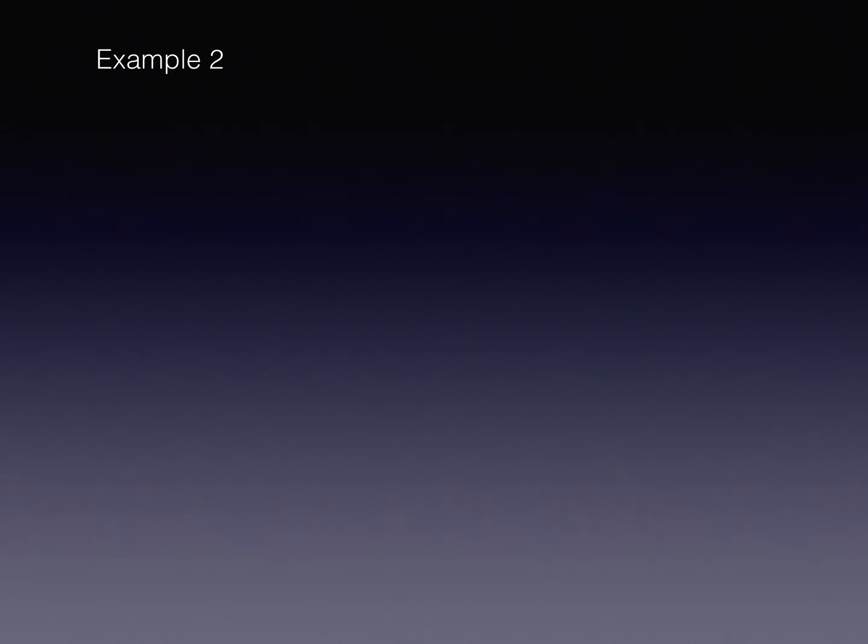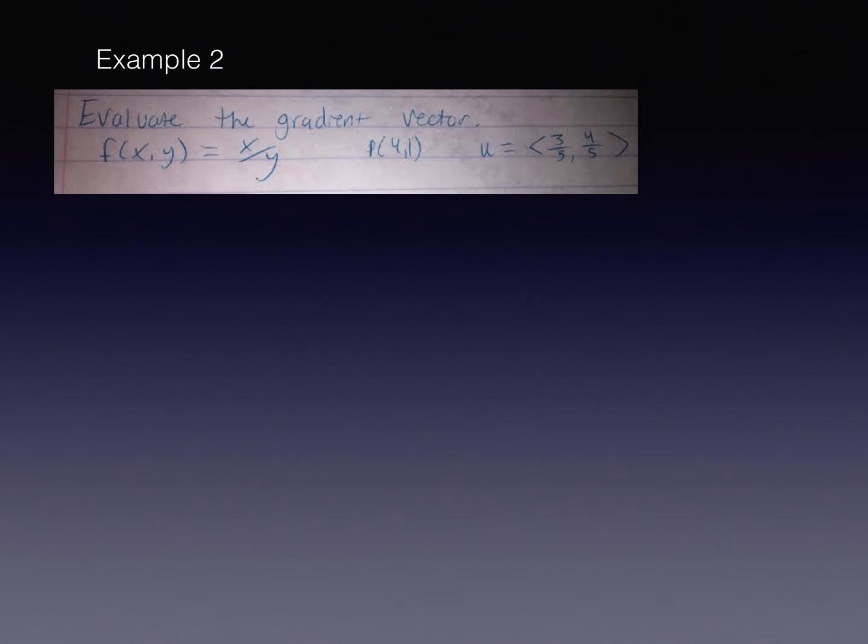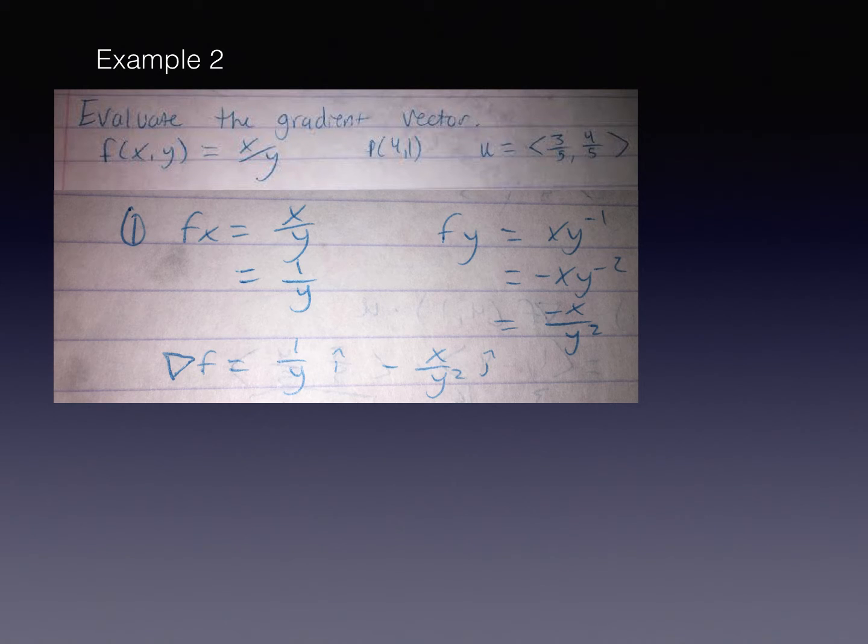Another example for a gradient vector: evaluate the directional derivative of f(x, y) equals x over y, where they give us the point 4, 1, and u equals 3/5 and 4/5. So the first step, we'll take each partial derivative. The partial derivative with respect to x is 1 over y, and the partial derivative with respect to y is negative x over y squared. So the gradient vector of f is 1 over y i minus x over y squared j.